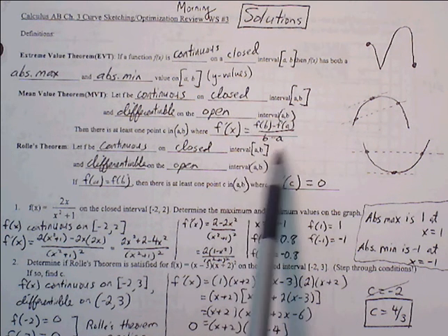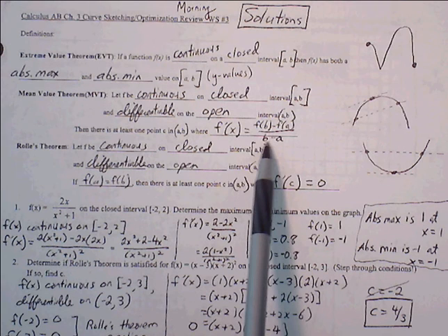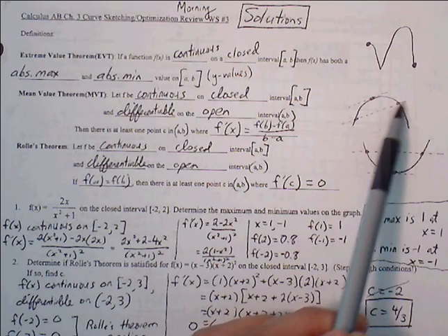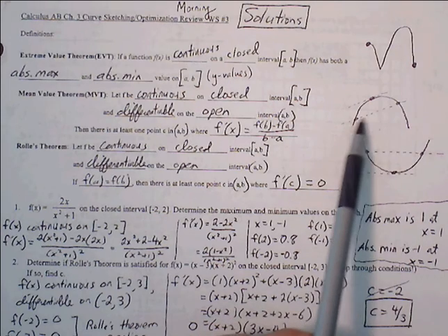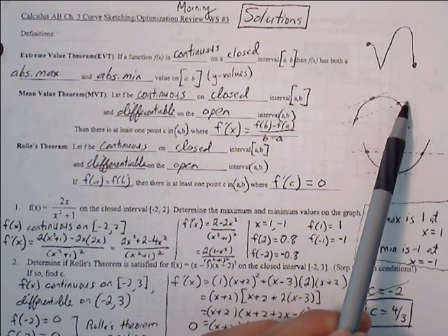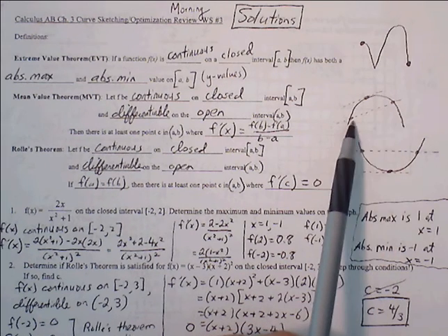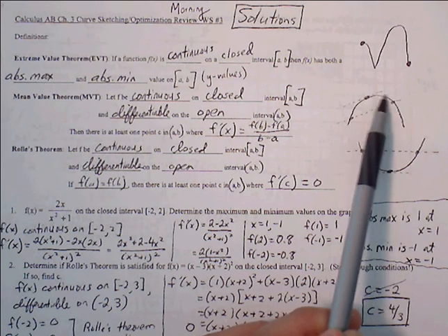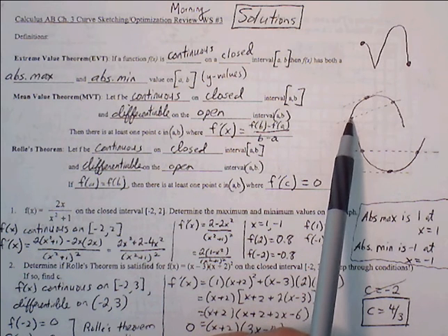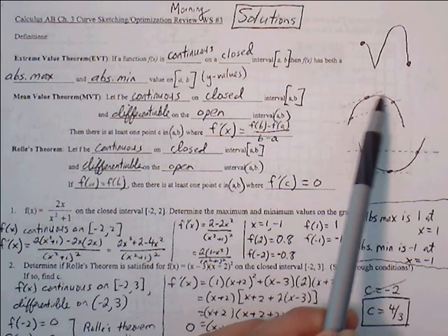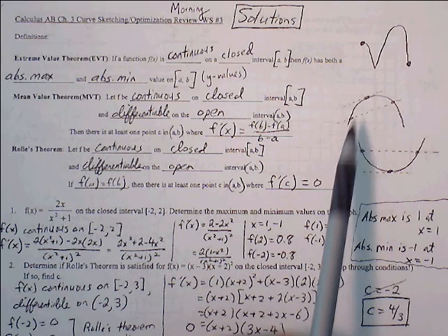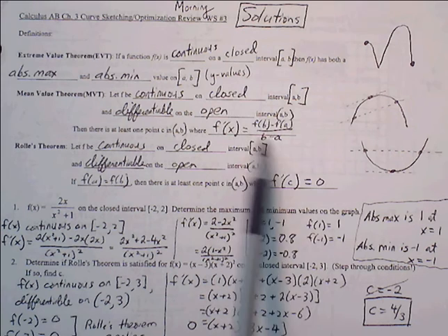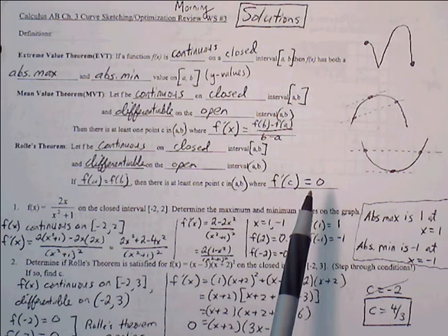So this represents the slope of the secant line. So the slope of the secant line, the slope between the endpoints, there's a guarantee that whatever the slope of this secant line is, there will be at least another point on the curve between the two endpoints where there's a slope of the tangent line that matches exactly with the slope of the secant line. So to find that c value, we set the derivative equal to the slope of the secant line.